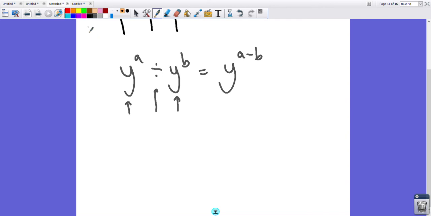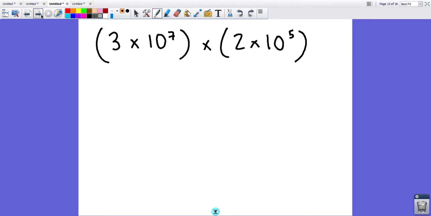And the third indice law, if we have y to the a, close brackets, all in brackets, all to the power of b, then we just multiply the powers, so it'll be y to the a times by b, or y to the ab. So those are the three indice laws you should know about before starting any of the following questions. Okay, we'll start with quite simple.